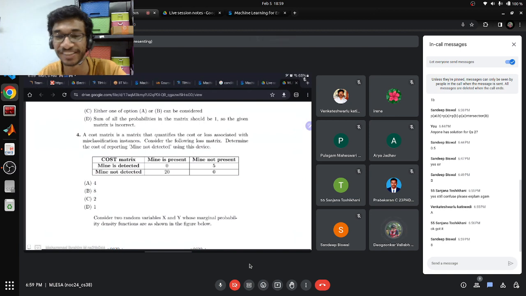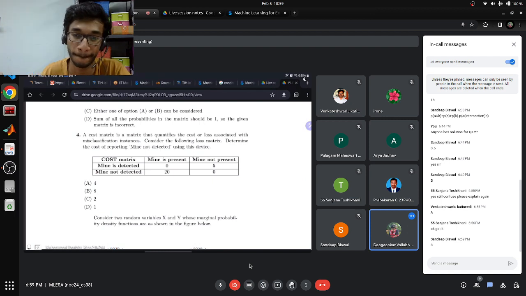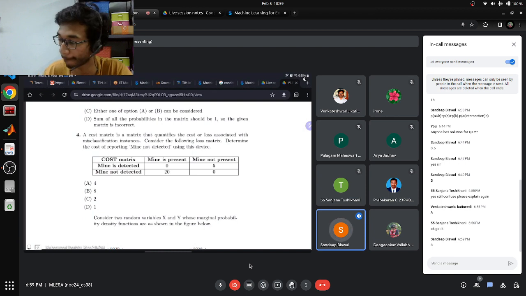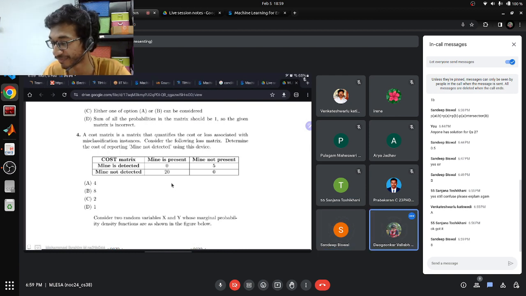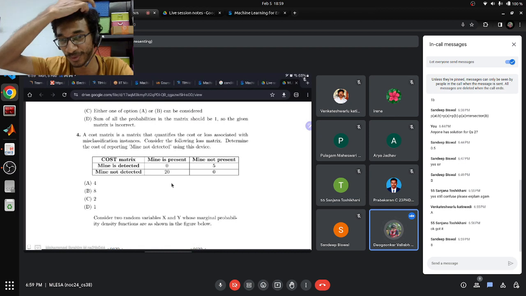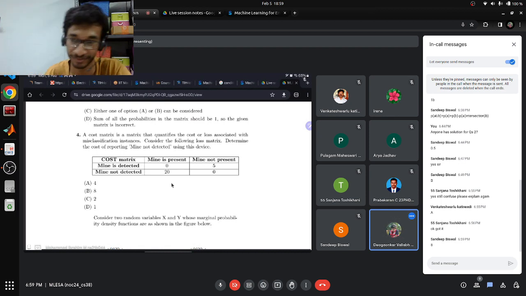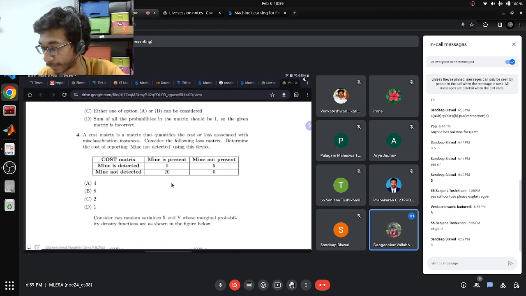Correct. The answer is 8. Would you like to share your approach? Sir, since the probability of mine not detected but mine is present is 0.4 and the cost is 20, the product will be 8. Yeah, exactly. Does anyone have any doubts about this?